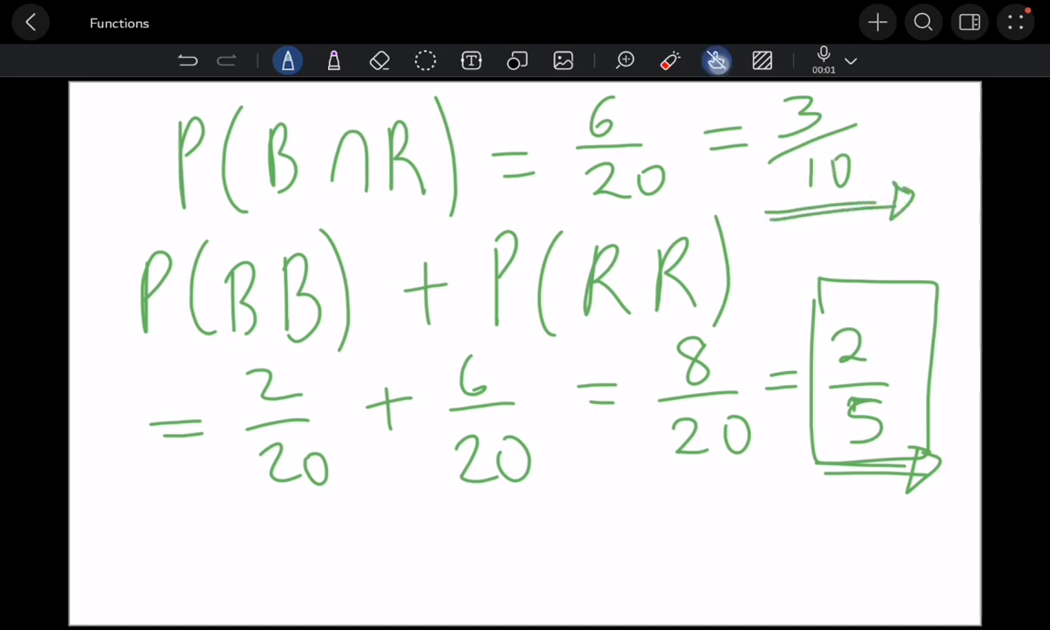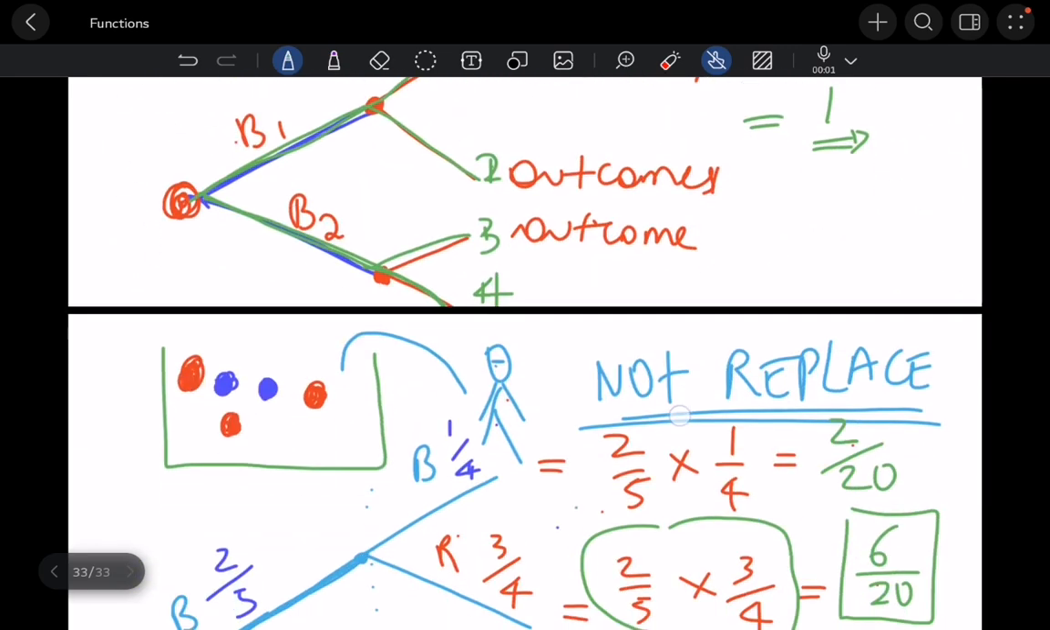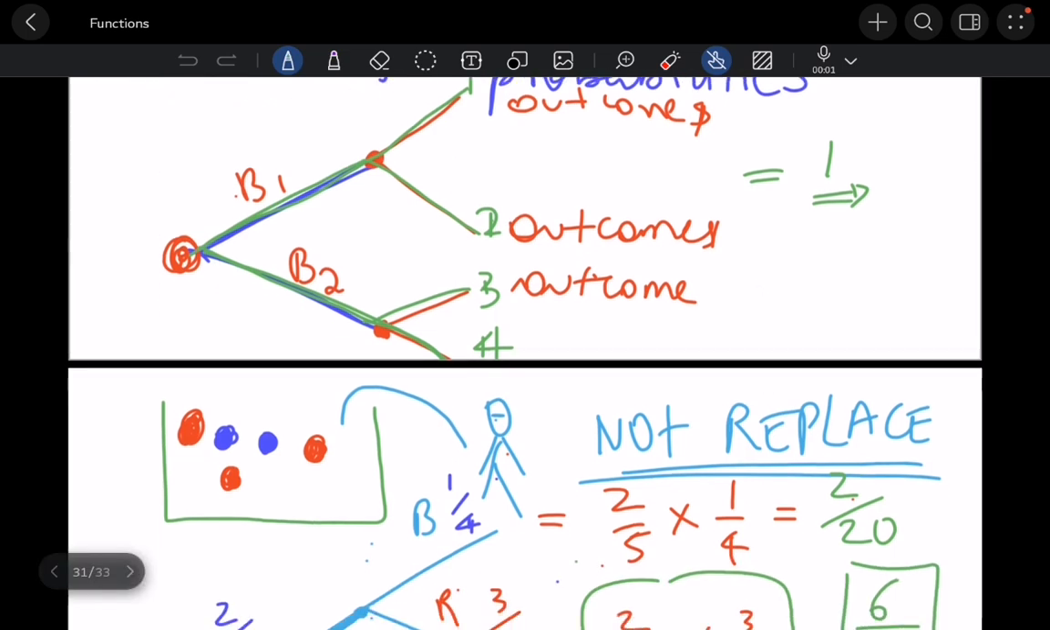Okay, so in simple terms, this is what tree diagrams are. Please let me know if you want more videos on tree diagrams, on probability questions, or on function examples, or if you didn't understand the functions or anywhere I was explaining, just let me know. I will make a video on it.